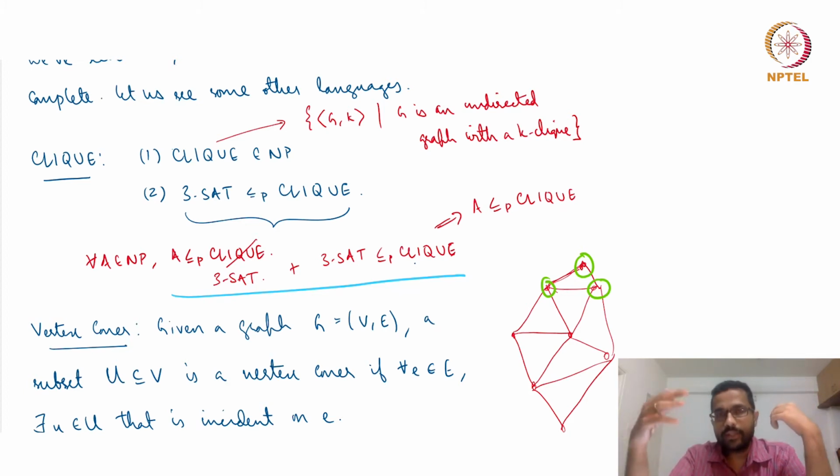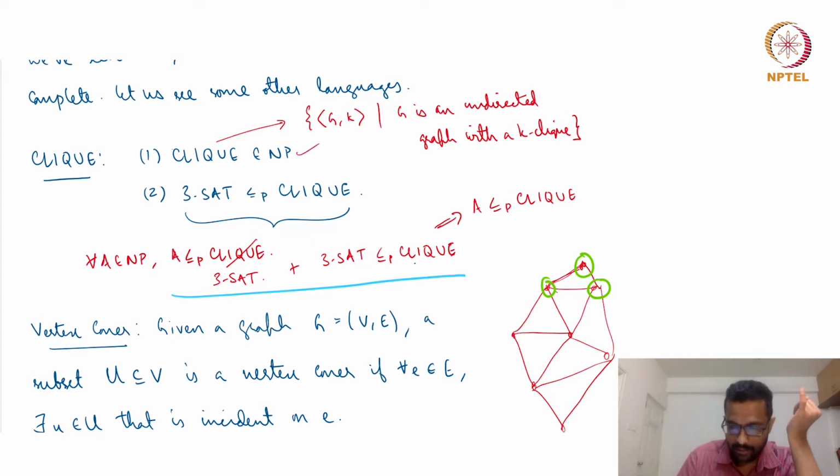To show that a language is NP complete, all we will have to do is two things. One is that the language is in NP, like here clique is in NP, and two is that we will reduce some NP complete language to it. So here we reduce 3 SAT to clique, right? Not here, but in lecture 5 we reduced that.